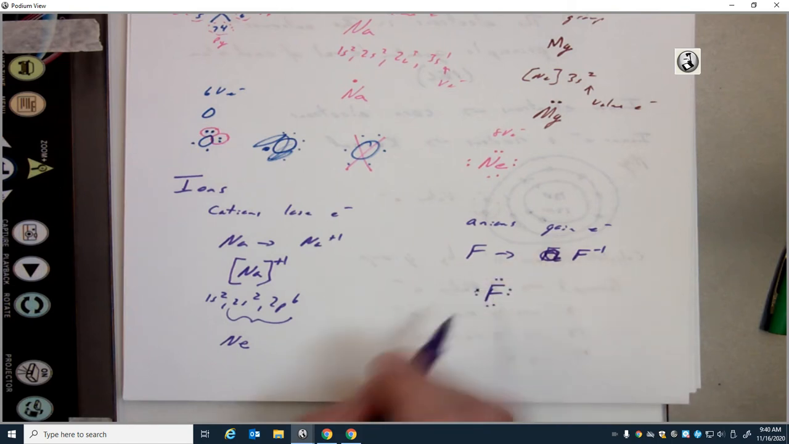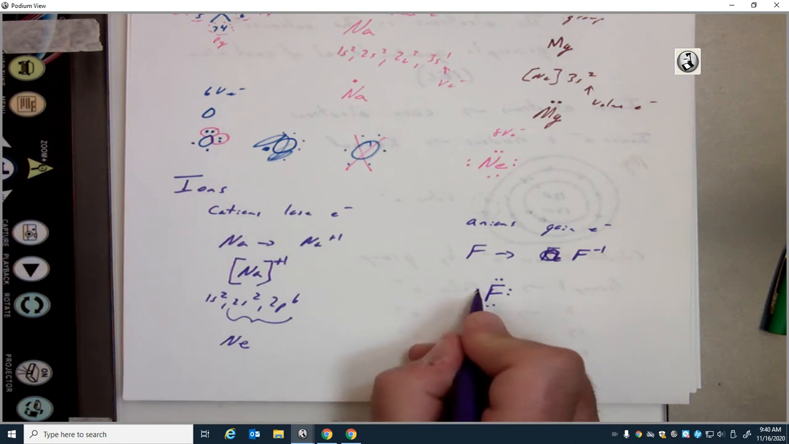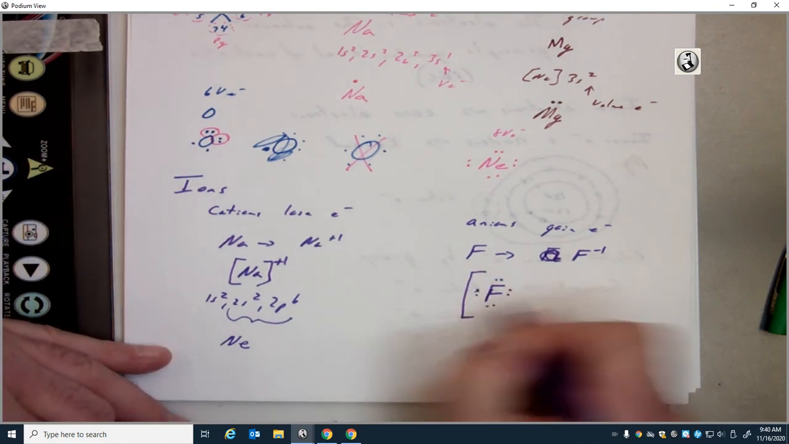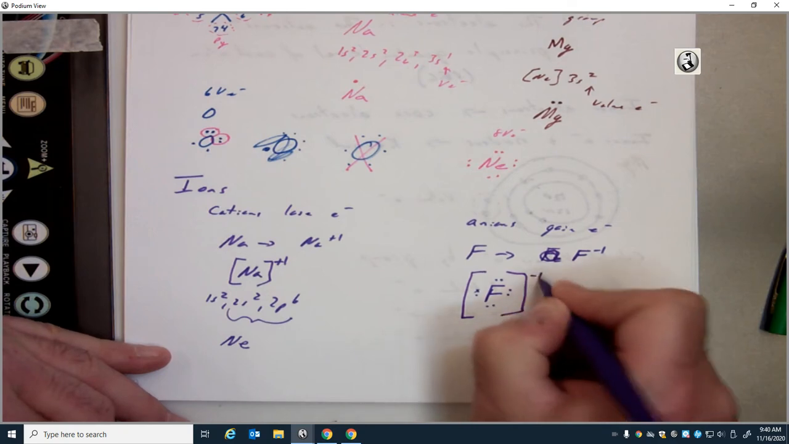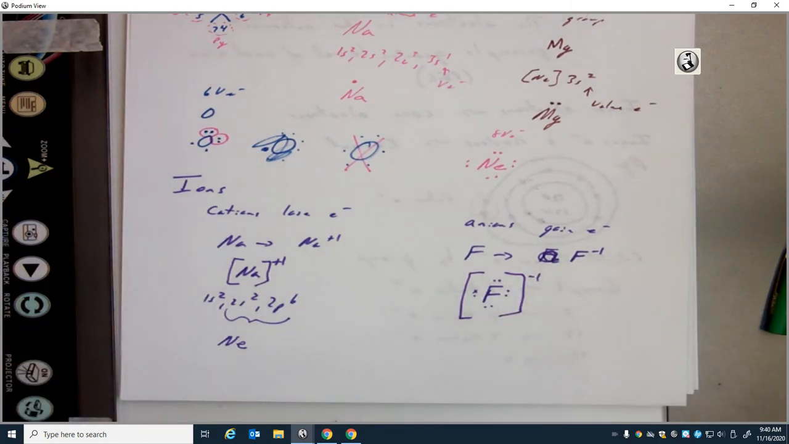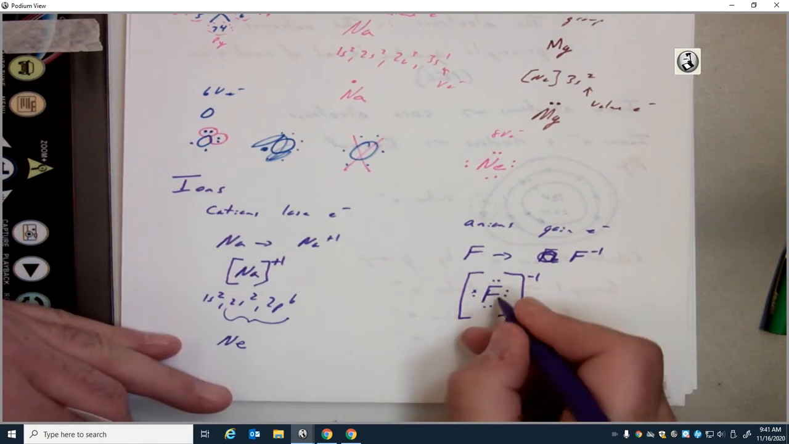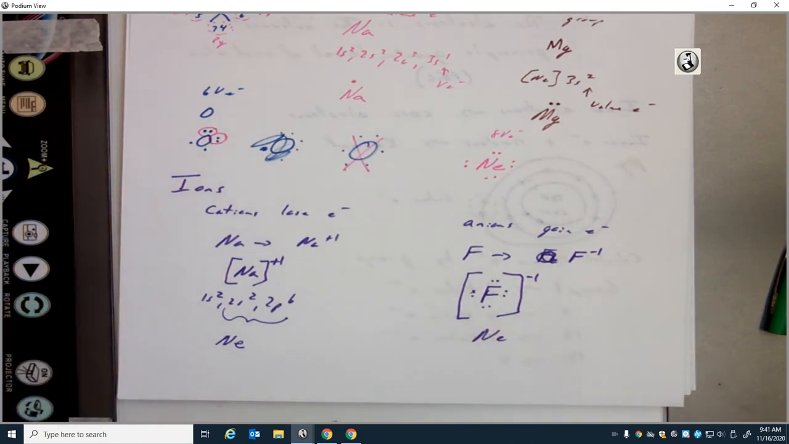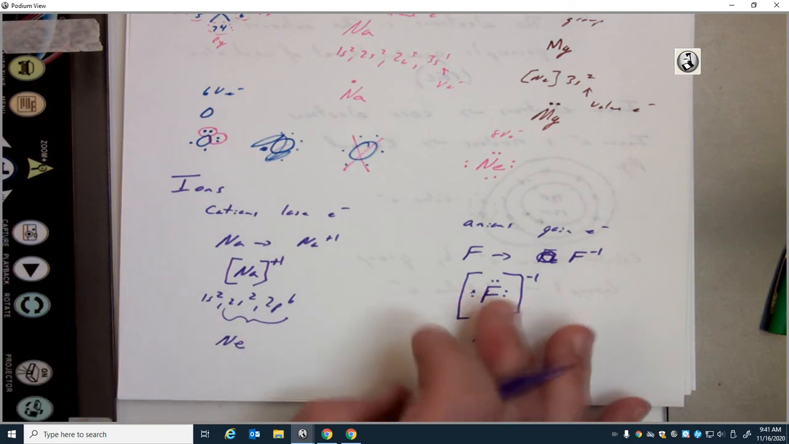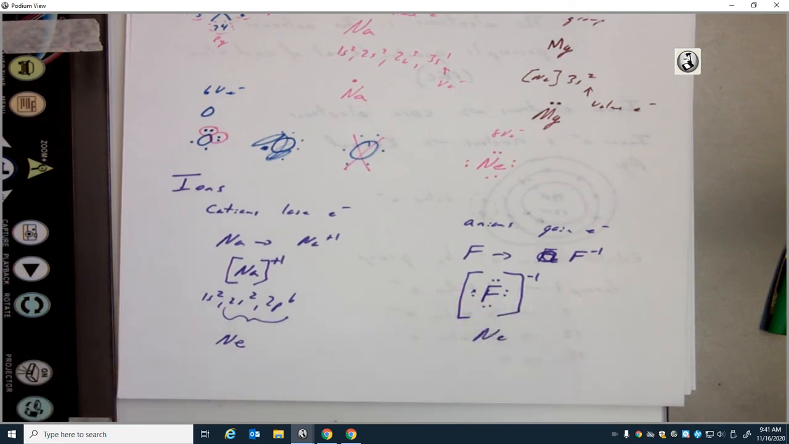And I'm going to put an X, but it doesn't have to be an X. It can be a dot, but I just want to show you that. So that's where it gains the electron. And since it's an ion, it goes in brackets, and it's going to be minus 1. This, again, would be isoelectronic with neon, the same electron configuration as neon. So this would be the dot diagram for a fluorine ion.